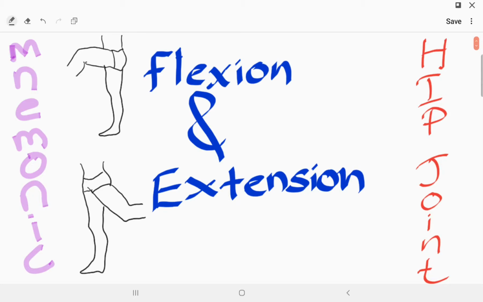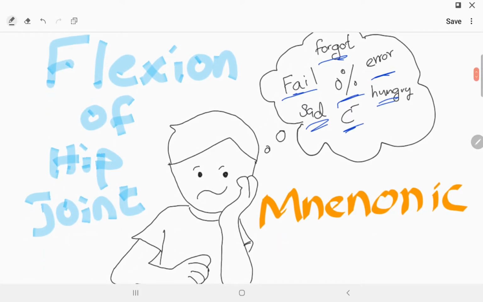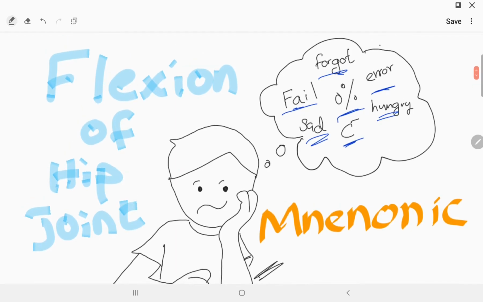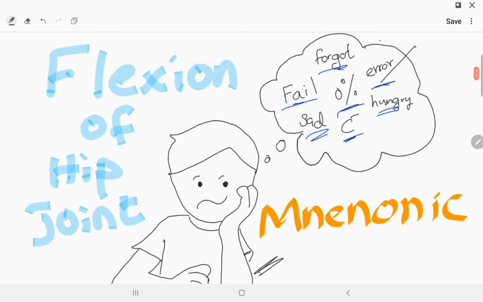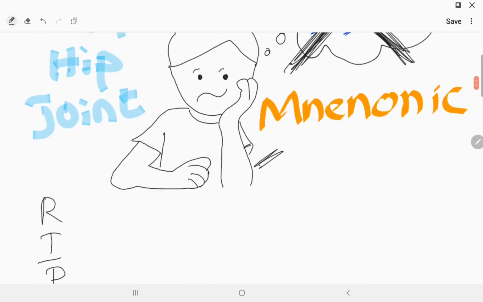Today we are going to talk about mnemonics that are related to flexion and extension of the hip joint. So let's see about the flexion. This guy has bad memories in the past. So now he's going to kill the past. Okay, he's going to kill it. So we say, rest in peace past, RIP past. Now he is going to kill every bad memory in the past. So the mnemonic is RIP past.